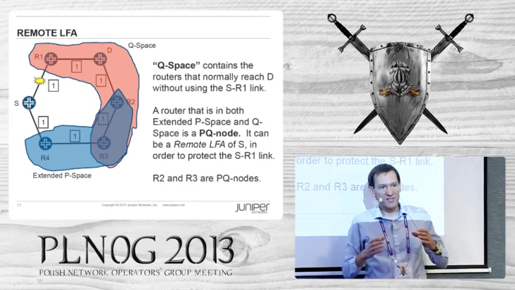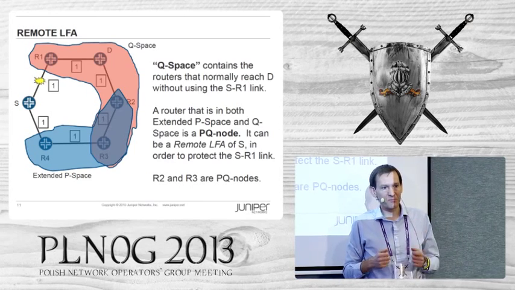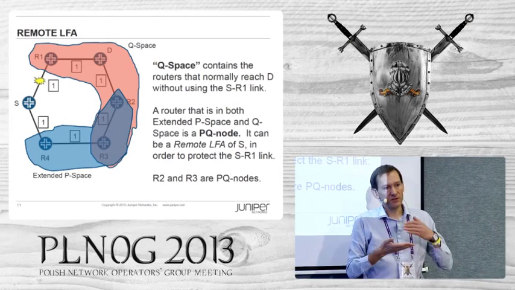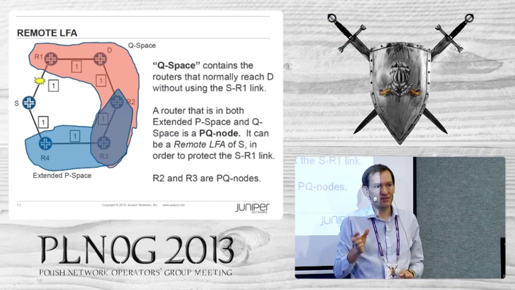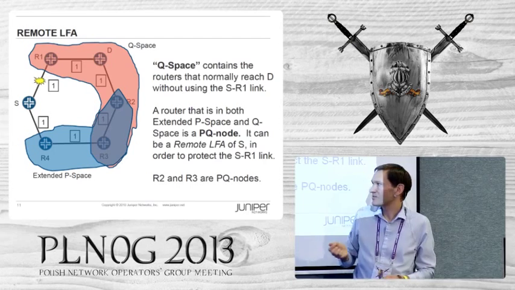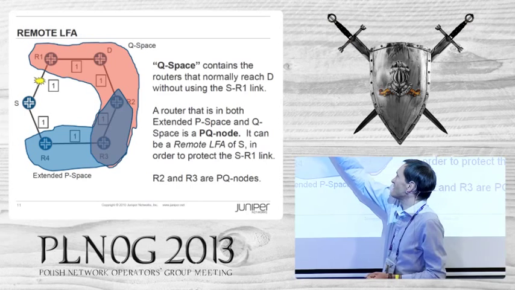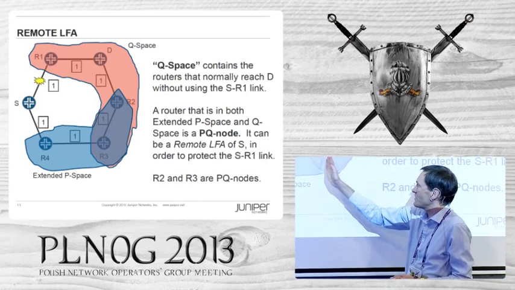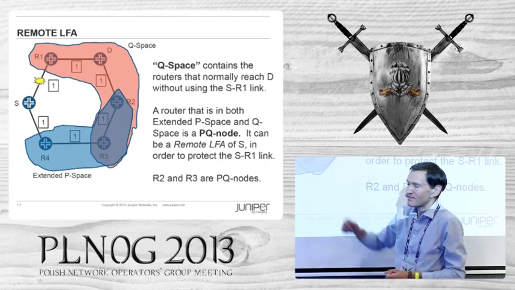And so actually, if there is overlap between these two sets, the P extended space and the Q space, the nodes in that overlapping set are known as PQ nodes, and those are nodes that can be used as remote neighbors from the point of view of the remote loop-free alternates. Because if we can trick the packet into getting to, for example, R3, once it gets to R3, the metrics are in our favor, and the packet will roll downhill in terms of the metrics to the destination D.